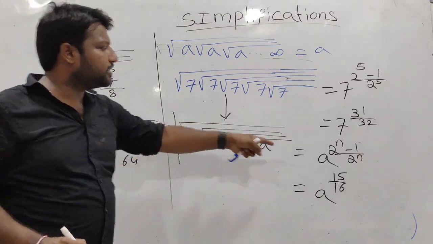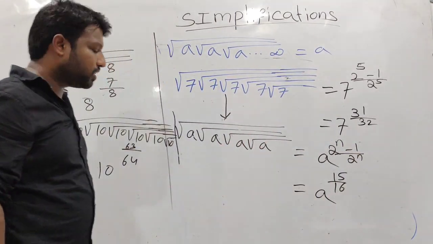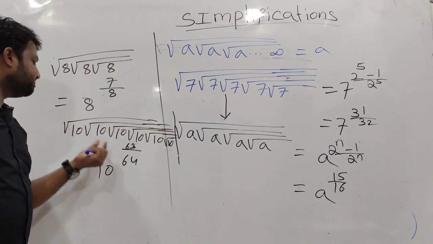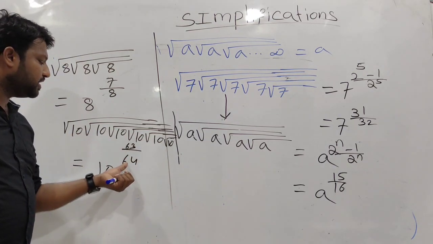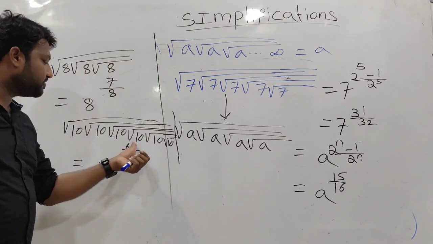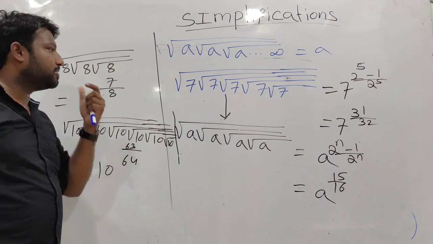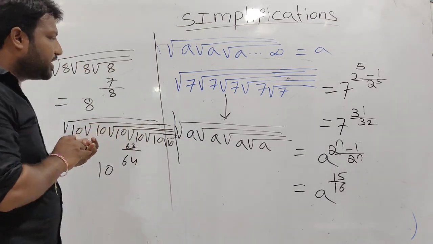So if you remember this, a to the power of (2 power n minus 1) by 2 power n, then directly write like this, sir. There are 6 terms, so 2 power 6 value is nothing but 64. Minus one, 63. So 10 to the power of 63 by 64. Again, no need for the basic method, you should directly remember this. This is important. Okay, so next model.